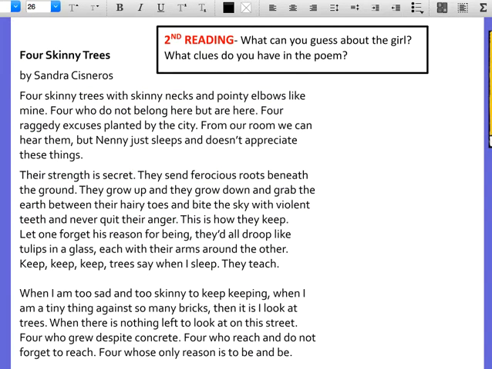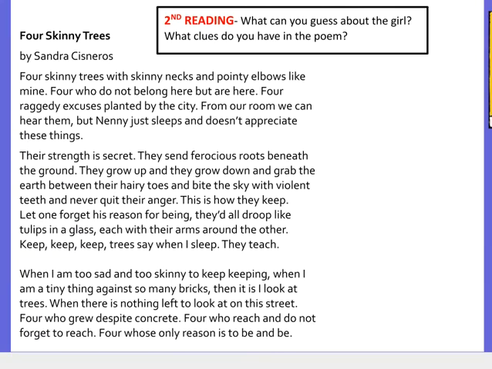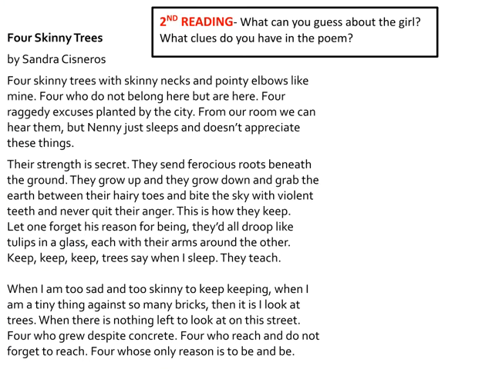Hopefully you have finished marking up your poem, noticing any details about the trees and making inferences. In our second reading, we are going to make some inferences about the little girl. So we're going to notice any details that help us understand the little girl. Let's read the poem together once more, and then we'll start to notice details about the little girl.